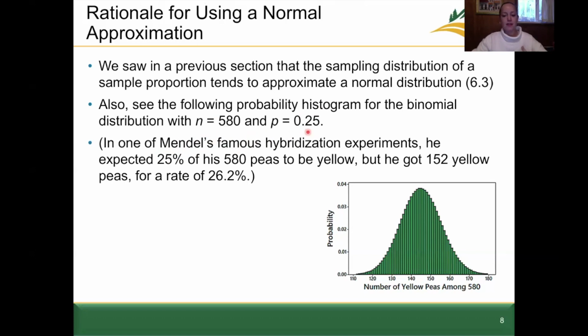Let's keep going now. So let's say he actually got 152 yellow peas with a rate of 26.2%. So this is what he expected to get: 25% of all of the 580 peas were going to be yellow. What he actually got, though, amongst those 580 trials, is 152 yellow peas.